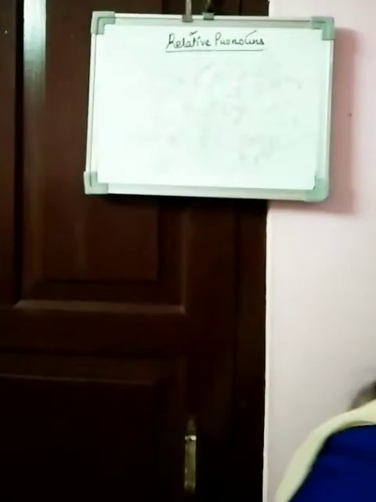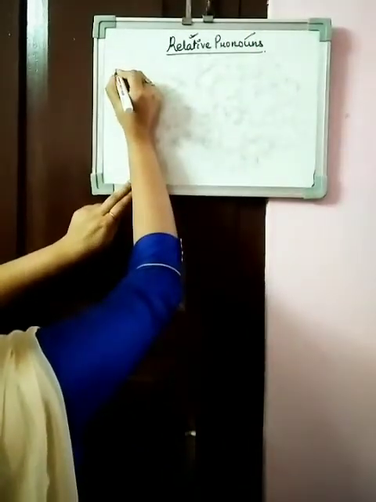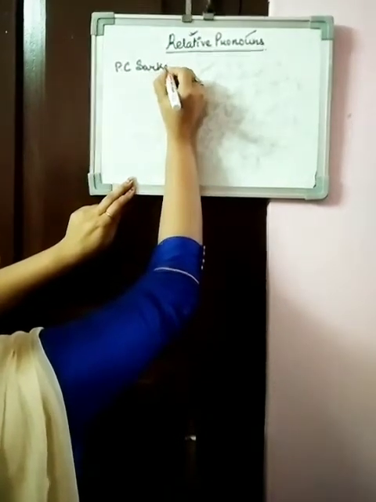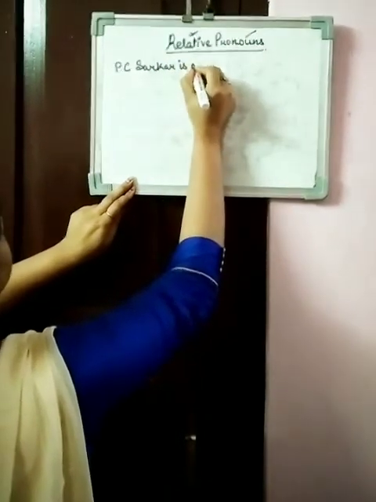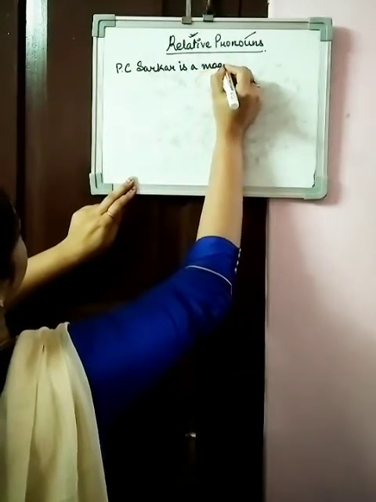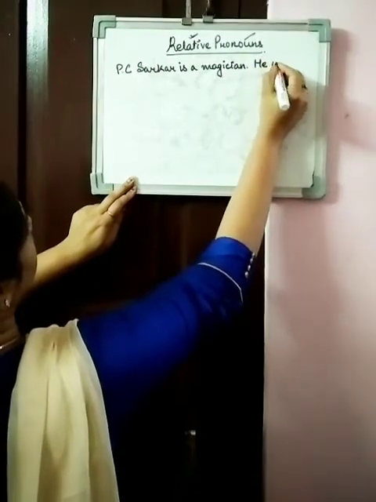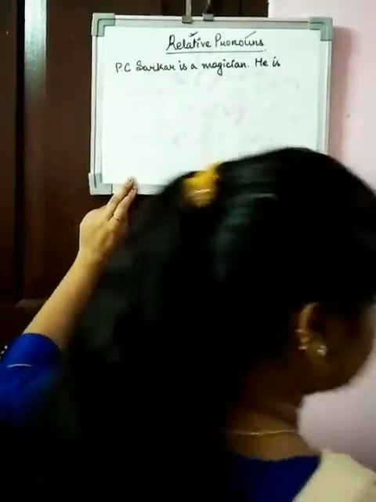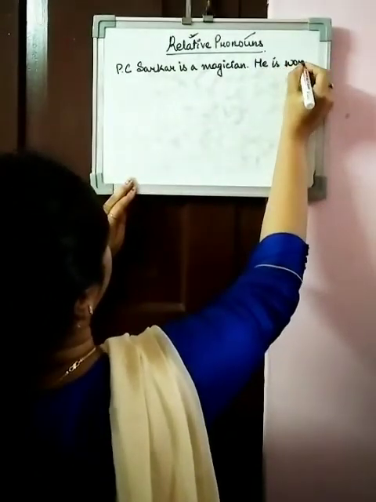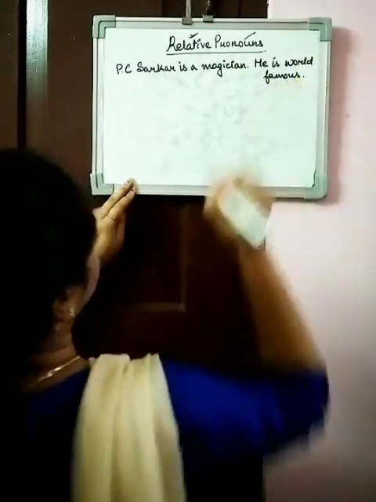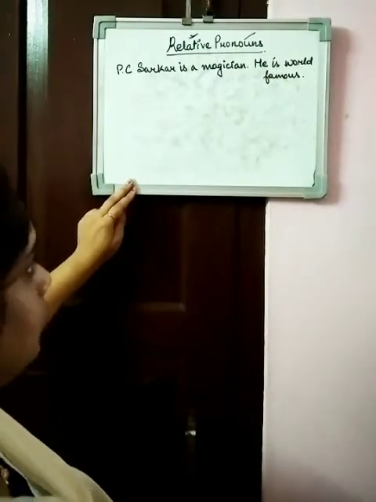Let's take the first example that is in your book, number 1. It's written, P.C. Sarkar is a magician. He is world famous. Okay, this is our sentence.